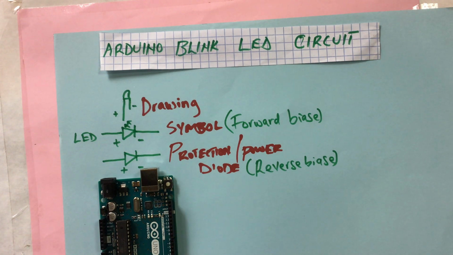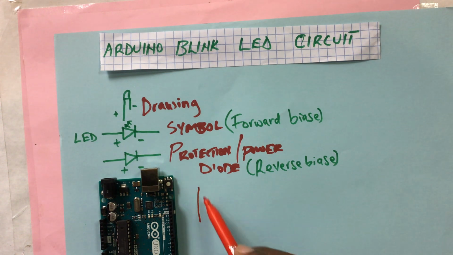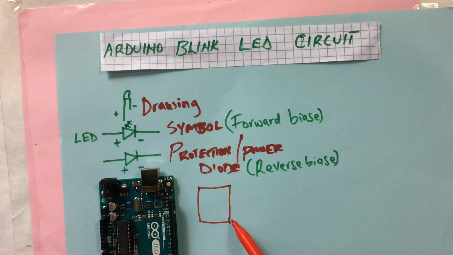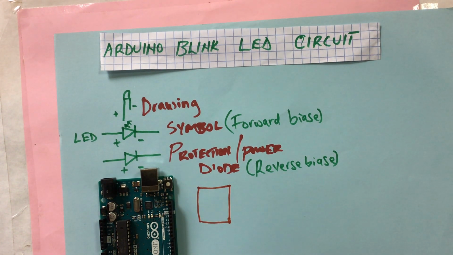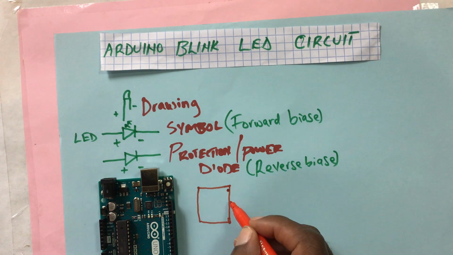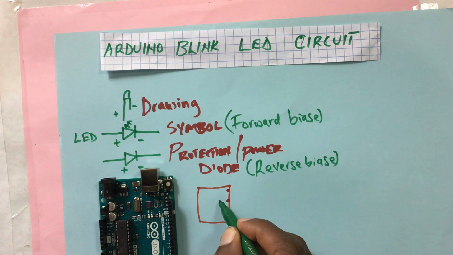Okay, let us draw. Remember, we said it's always good to plan, and by planning you come up with diagrams which will guide you in coming up with a circuit. So let's draw our Arduino. Our Arduino looks like this. We've just seen that our Arduino has here a GND pin, and close to it digital pin 13. Those are the only two pins we're going to use in our Arduino.